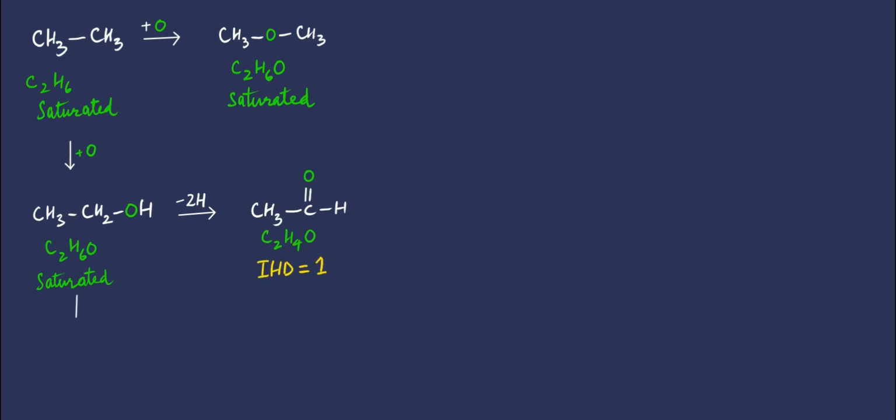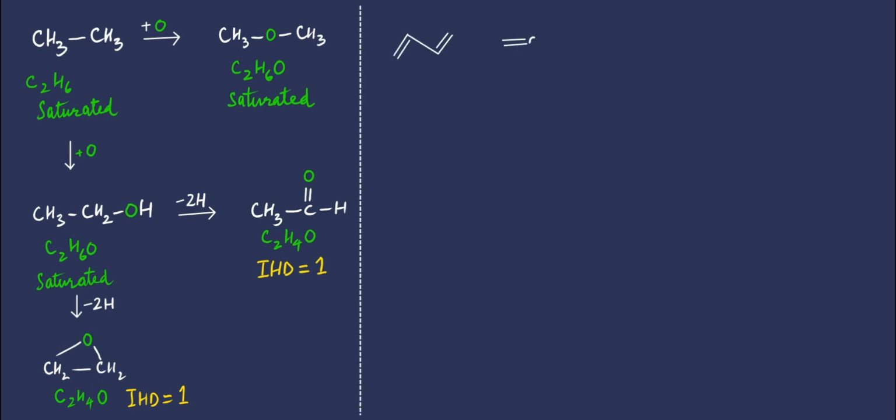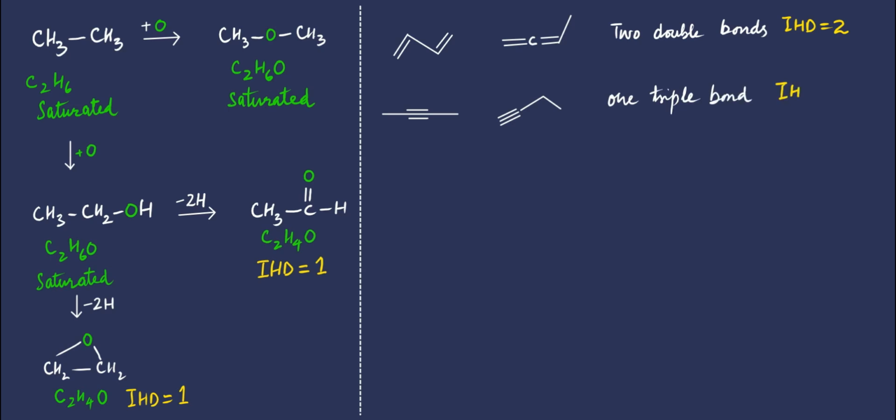Another way is, if we remove 2 hydrogens from this ethanol molecule, to form an epoxide ring. The molecular formula becomes C2H4O, which amounts to IHD of 1, as there are 2 hydrogens less than saturated C2H6 formula. We can now say that, these 2 structures have 2 double bonds each, hence IHD for each structure is 2. These 2 structures have 1 triple bond each, hence IHD for each structure is 2.